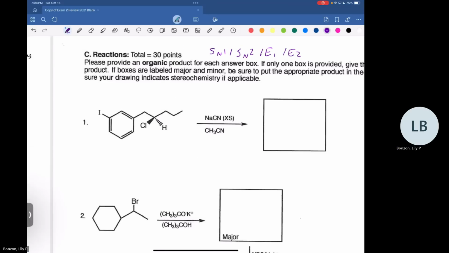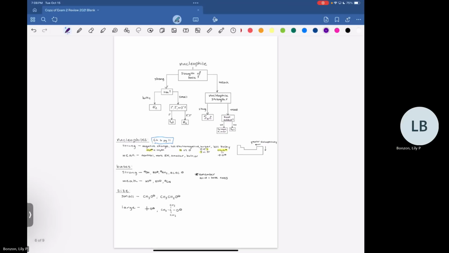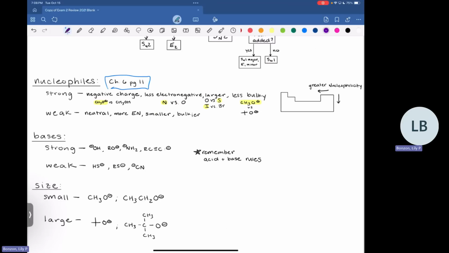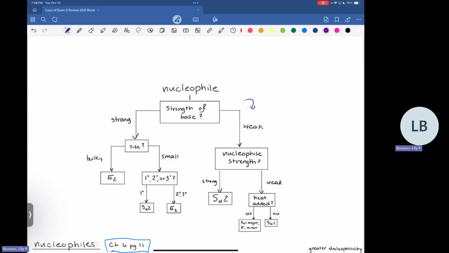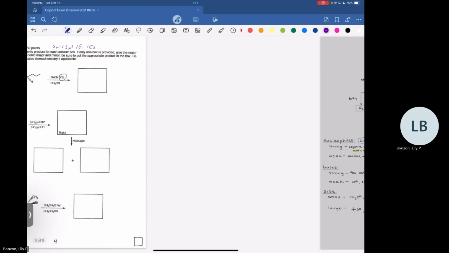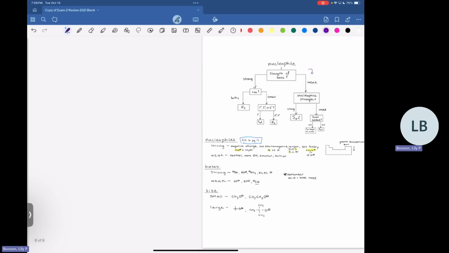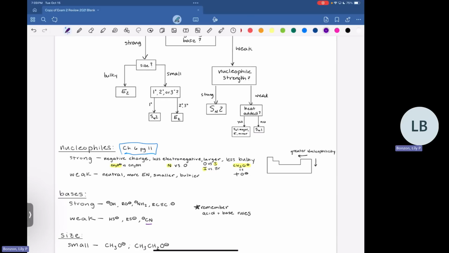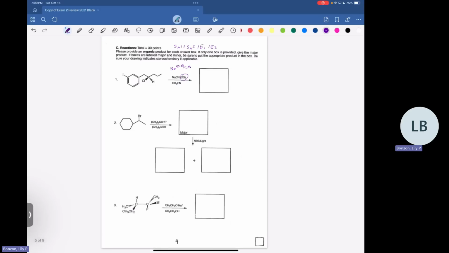So with this first question, we're given NaCN, CH3CN, and XS. If we look at our base strength, CN is going to be a weak base, so we're going to go this way. Weak base, nucleophiles. Remember that whenever you see Na, it's an ionic interaction, so this one is going to be Na+ CN minus. Our nucleophile, with its negative charge, is going to be a strong nucleophile, so we're going to go this way. And so we know it's going to be SN2.